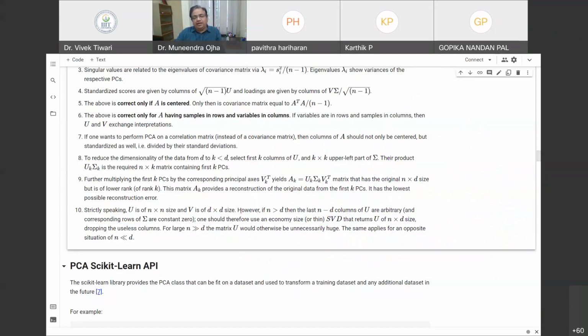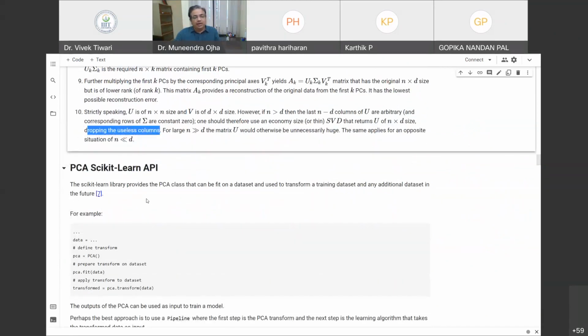However, if n is greater than d, then the last n minus d columns of U are arbitrary and the corresponding rows of sigma are constant 0. So, we should reduce this. These columns should be dropped, dropping the useless columns.